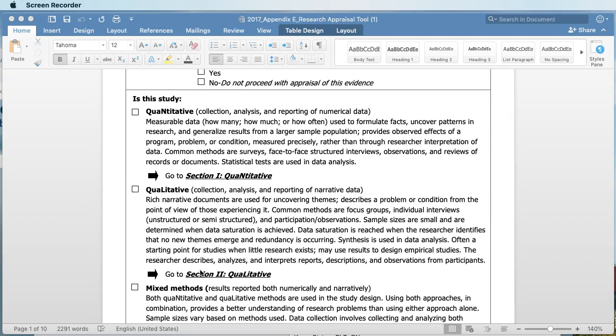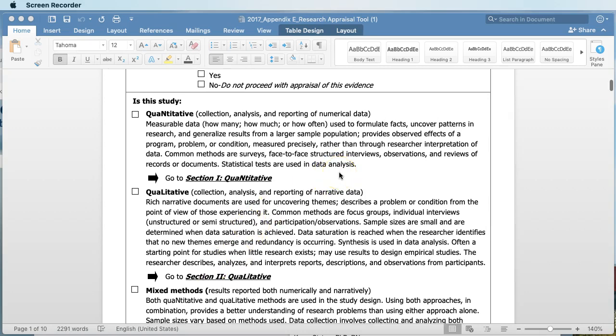In a quantitative study, we have measurable data. We're looking at results from larger populations. They're typically using surveys, observations, and review of records, and they're analyzing the data using statistical tests. So think about it as a quantitative study. There's definitely some numerical reporting in a quantitative study.